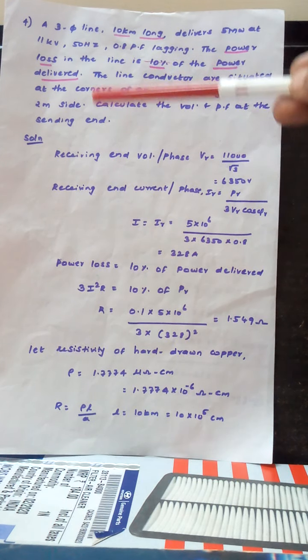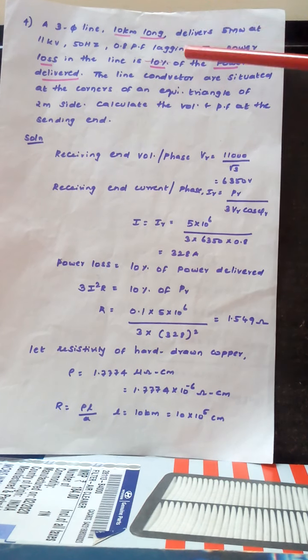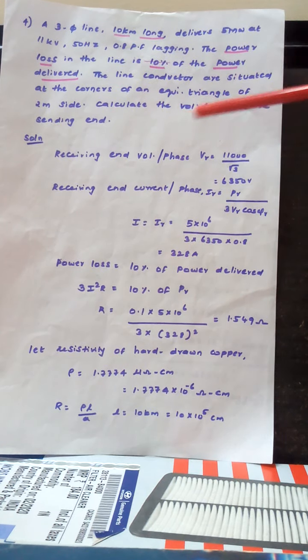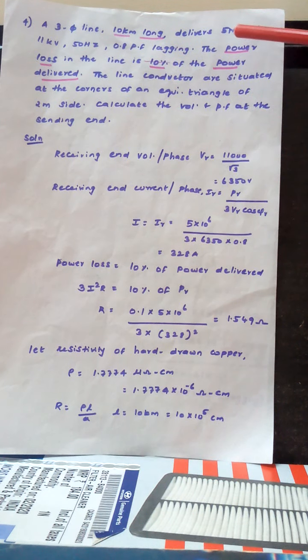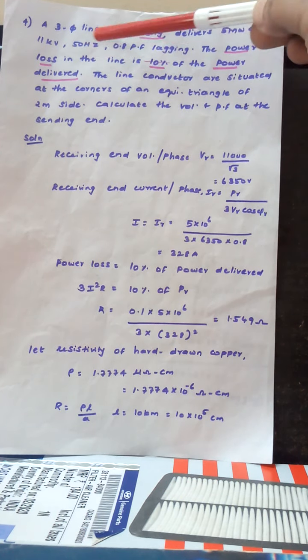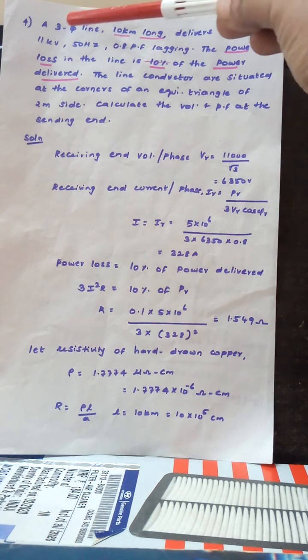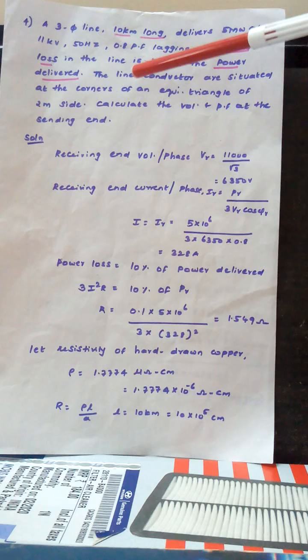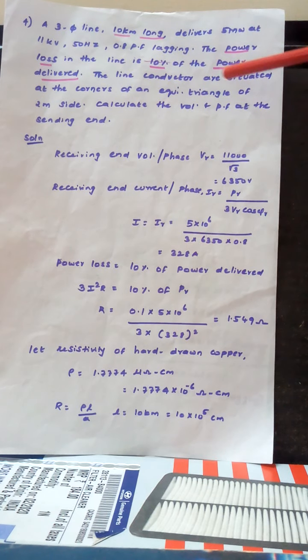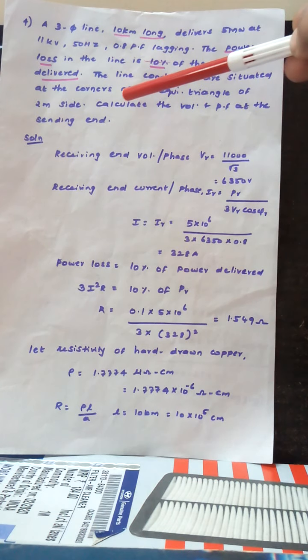So till now, in whatever problems we have done, they have given the R value and X value directly, but here they didn't mention the R value and X value. Instead, they have given the condition that the power loss in the line is 10% of the power delivered. So power loss is I square R, correct? Here it is three phase, so 3 I square R equals 10% of power delivered, that is PR. Using this condition we have to find our R value.